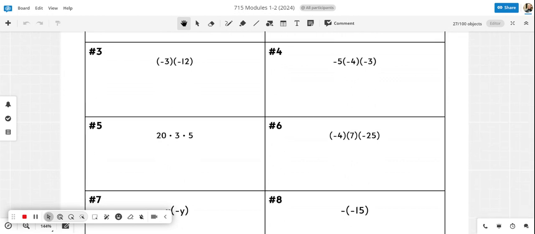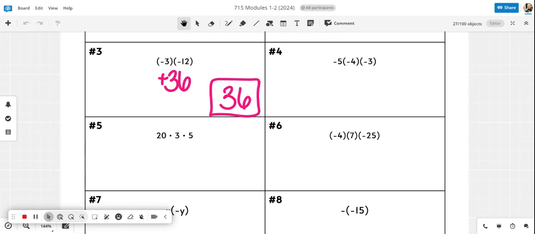All right, moving on to number 3. We have negative 3 times negative 12. So I'm multiplying two negatives. They're the same sign. So negative times a negative, we put them together, it becomes positive. So you don't have to write the positive, I'm just emphasizing. 3 times 12 is 36. So you would just need to write 36, and circle or box our answer. I'm going to go back and do that to my previous ones.